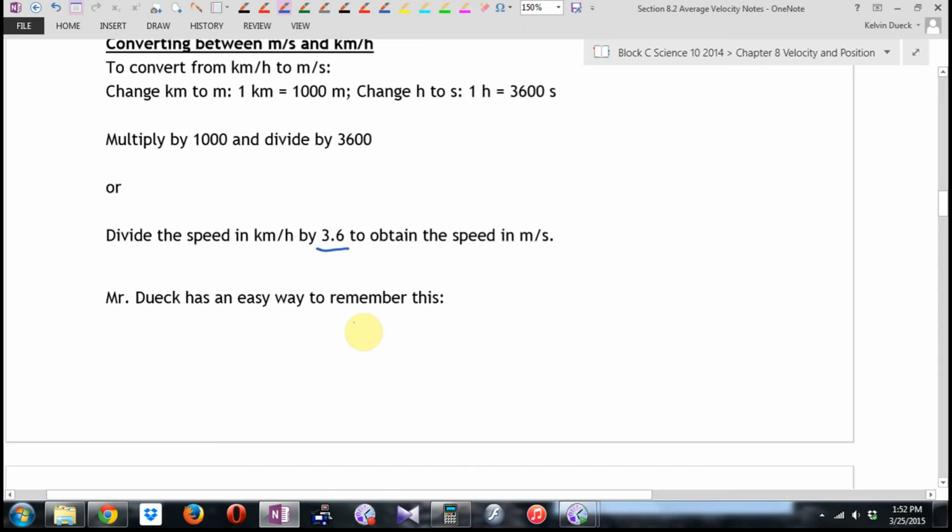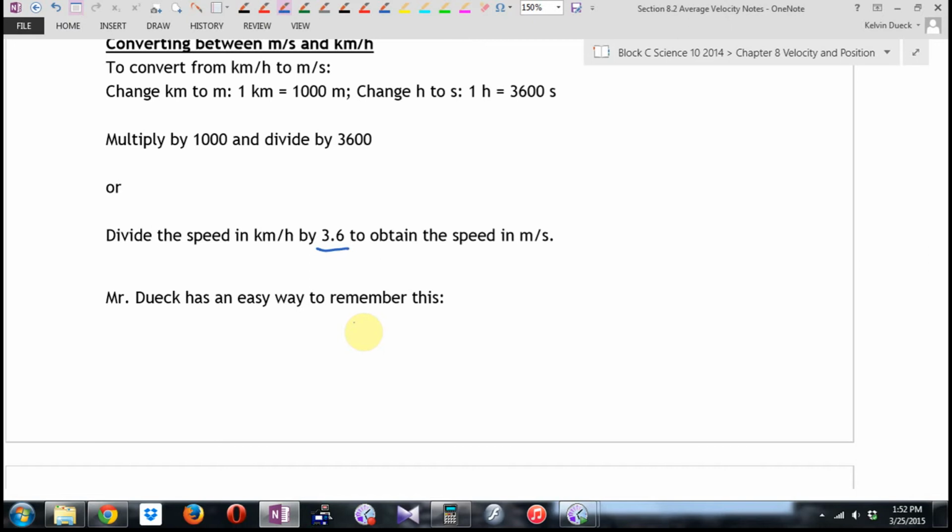It goes like this. How many of you have been on the freeway? Not the highway, the freeway. Okay, what's the speed in kilometers per hour on the freeway? It's a lovely, nice number. 100 kilometers per hour.